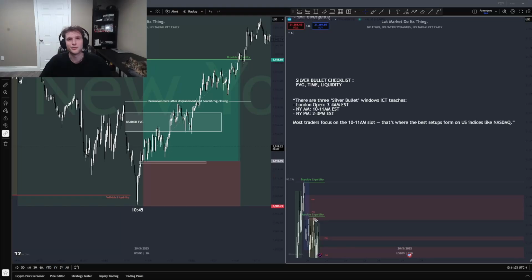What's up, everybody? Today I'm going to simplify ICT's Silver Bullet strategy. So, what is the Silver Bullet strategy? It's a strategy revolving around fair value gaps, time, and liquidity.